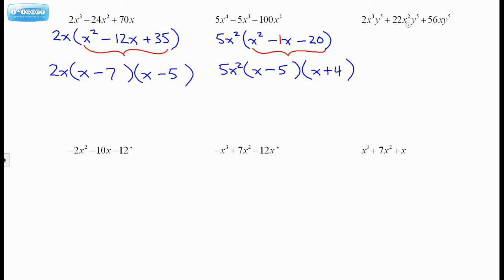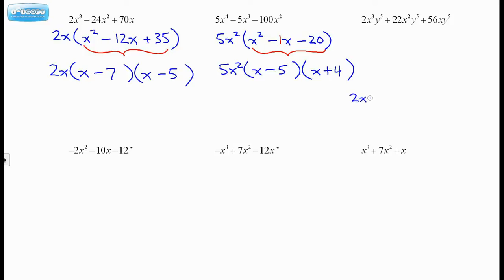Next. The next one looks really scary, but let's just look for a GCF. Well, for the numbers, I can factor out a 2. Look at the x's, I can factor out an x. And all three terms contain a y to the 5th. So that means I can factor that out too. So the GCF is quite large, actually. I'm just going to write it here. Just need more room.